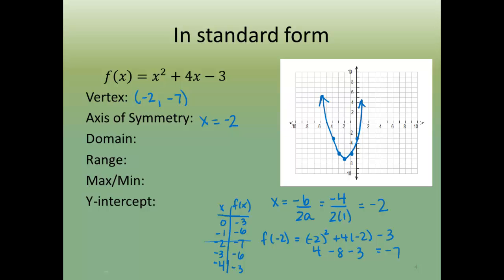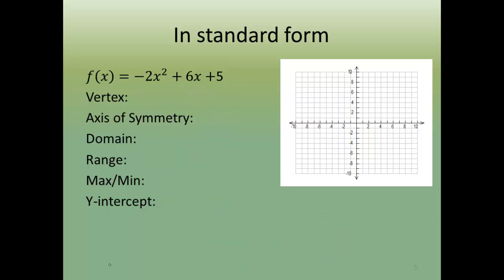And there they are. My domain is all real numbers. My range will come from identifying my minimum value, which is y equals -7. So I'm going from -7 to positive infinity. And my y-intercept, as said, was the value -3. And that's what also happened to show up in my table of values this time. So (0, -3). And that can be seen on the graph as well.